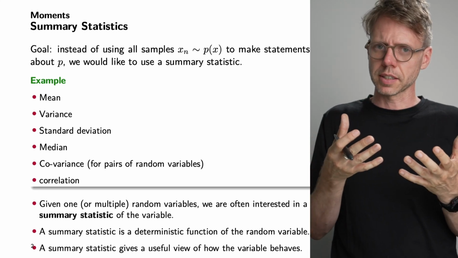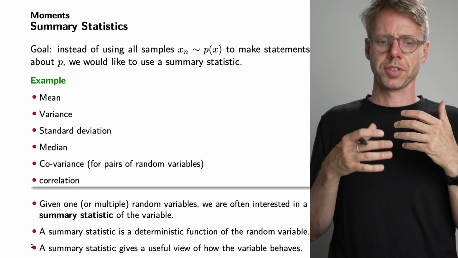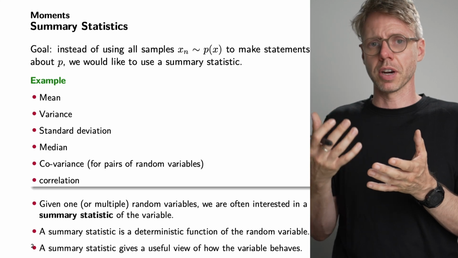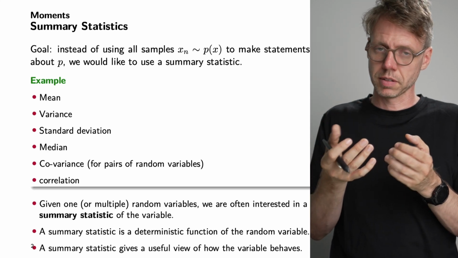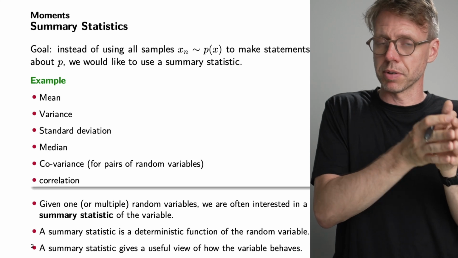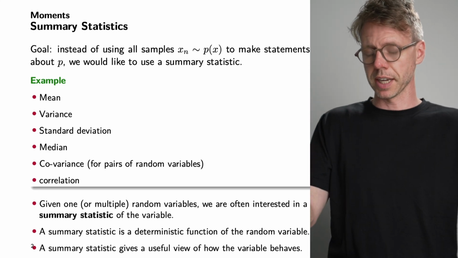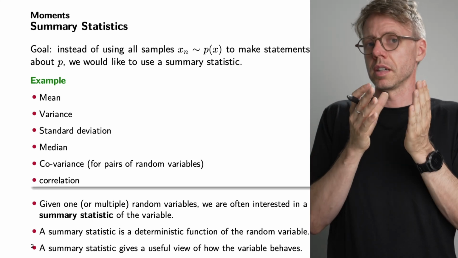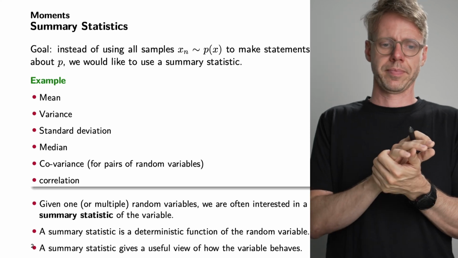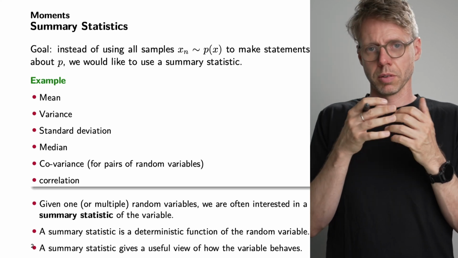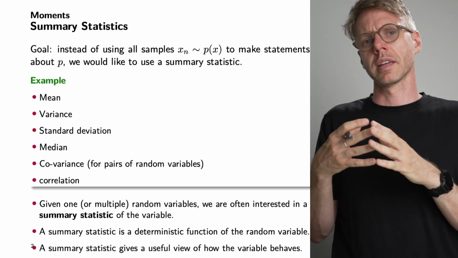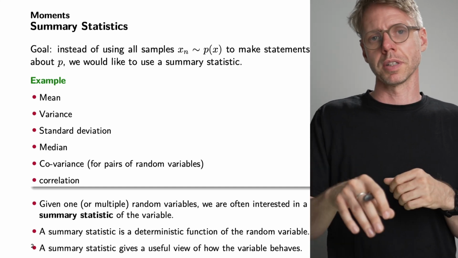These summary statistics are deterministic functions of the random variables, so of the distribution. They are not random variables themselves. Estimates of the summary statistics might be random variables because we're computing them from the data. But the true summary statistic is a fixed deterministic function. Of course, we want these functions to be as useful as possible and basically use them to make statements about how these variables behave. Let's start with the mean.